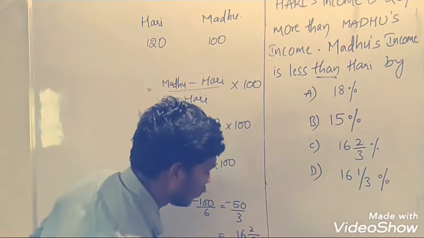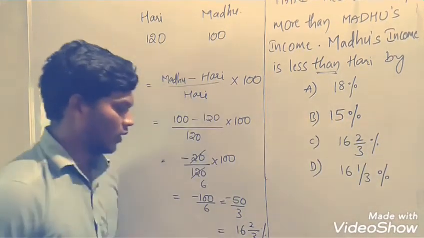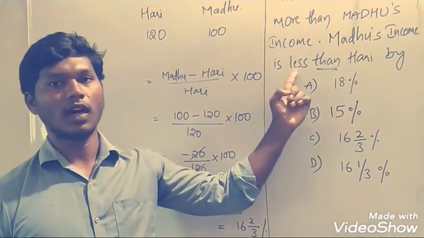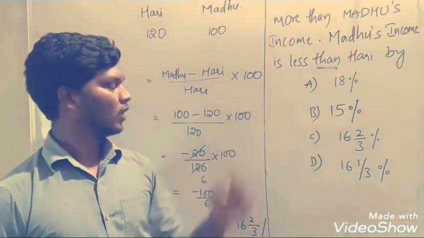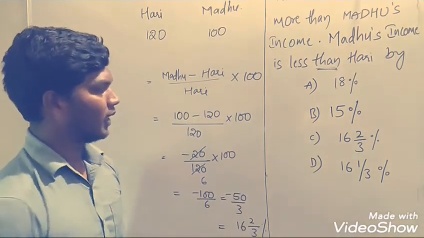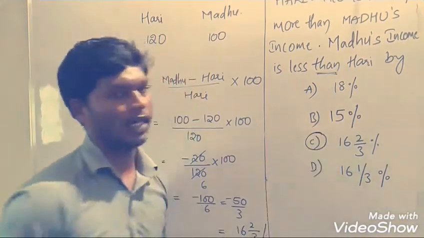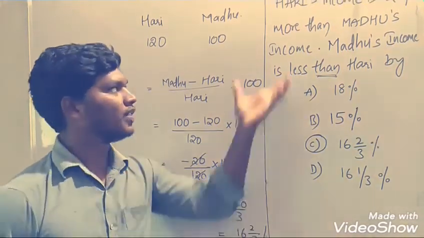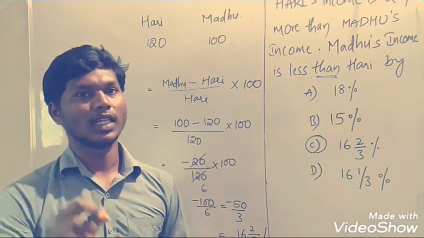So 16 2 by 3%. See once again we got minus. So minus means less. Already we have discussed in the last class. So I think option C will be our required answer. Okay friends. So no need to worry.